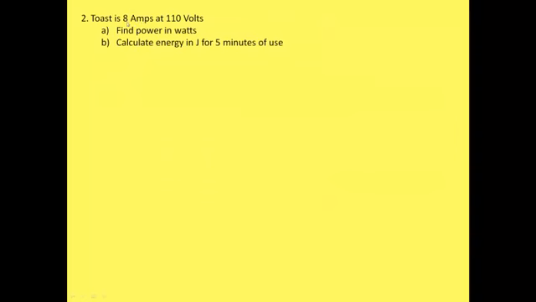In the second problem, we have a toaster that has 8 amps of current that it uses at 110 volts. And so we have to remember power equals volts times the amps in current. And we want to find the power in watts. So just simply multiplying. So the answer for A is just going to be the watts is equal to 110 volts times 8 amps equals 880 watts.